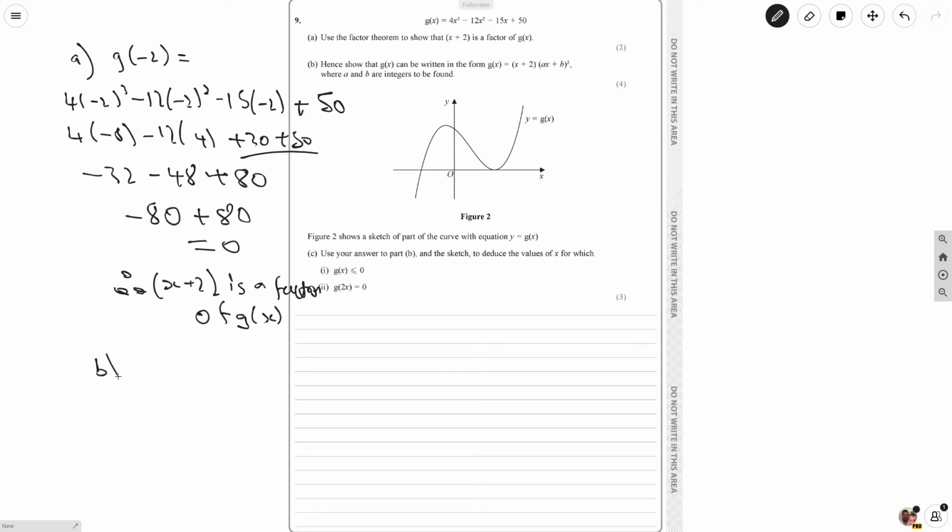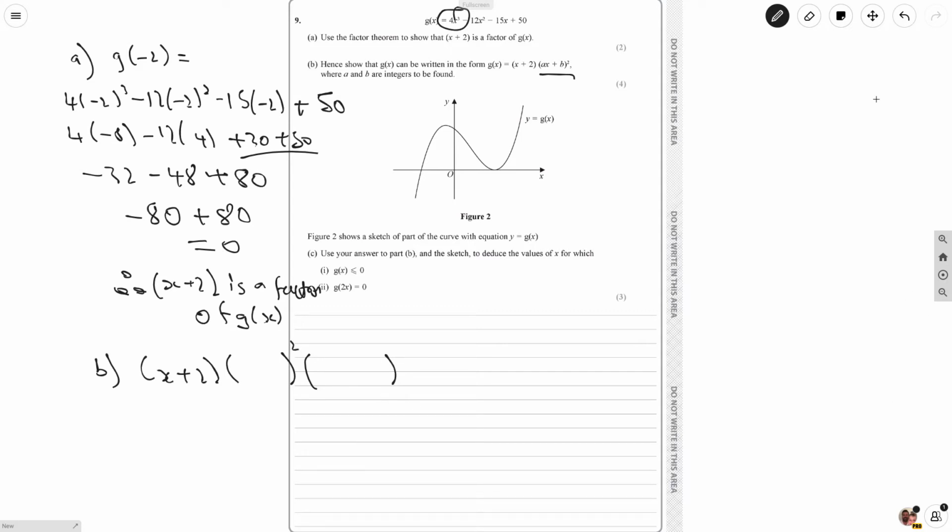Okay, so part B then, it wants us to fully factorise this function. Now of course, because we found that x plus 2 is a factor, we know that it's going to be x plus 2, and then, when it's a cubic, you can see that this is a cubic function, you're going to get 2 more brackets. But it's actually telling us here that it is a bracket squared. So it gives us a little bit of a hint.